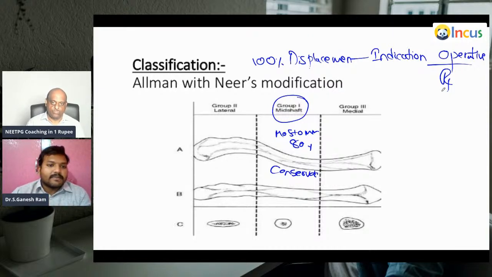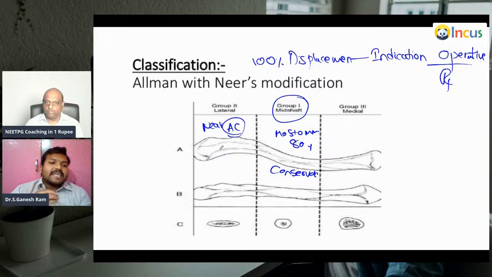That is the most common type of injury. Then group 2 would be the lateral third, that is near the acromioclavicular injuries. If it is rotated, or the AC joint is injured, or the acromioclavicular ligaments are injured, in all these conditions, we have to open, reduce the fracture and fix it. Otherwise, we can just manage by conservative management.